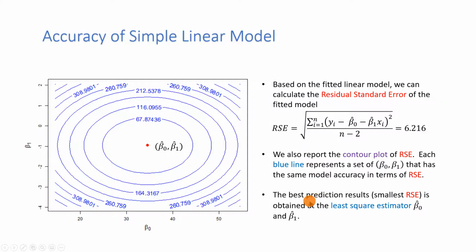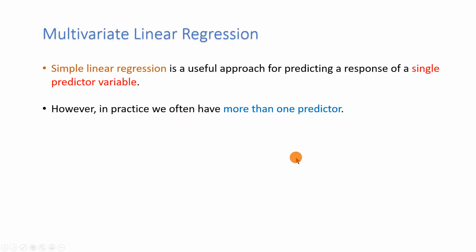And the best prediction results, which correspond to the smallest residual standard error, are of course obtained by fitting this linear model with this pair of estimates, right? Okay, so far we have shown you how to fit a simple linear regression model for a given data set.